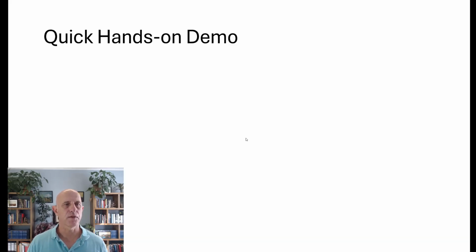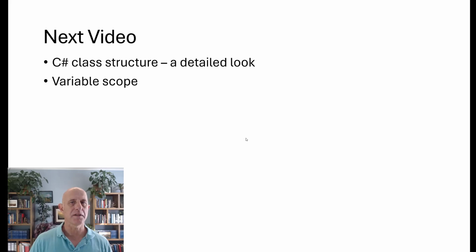Okay, so that's it for the quick hands-on demo. So as we said in the previous video, the next video will be the one where we are going to look at the very important concept of a C# class. We'll look at the structure of a class, taking a very detailed look, and then we'll also look at variable scope. So remember, in this video, we spoke about variables. In the next video, we'll talk about variable scope, and I'll explain that concept for you in the next video.